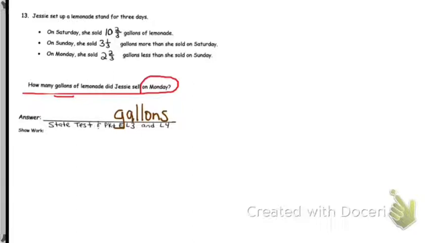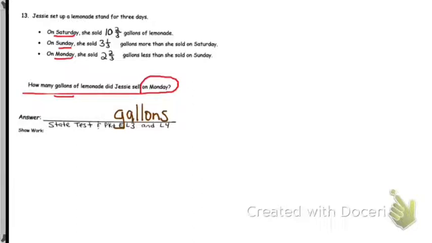So let's go back and check out our information. Our first bullet says on Saturday, but I want to know Monday. Our next bullet says on Sunday. Nope, I want to know Monday. And our next bullet says on Monday. Perfect. That's the day that I want to know. So let's focus in on this last bullet. And remember, as I read it, I'm still reading whole numbers. I will use the actual numbers when I write down my facts.